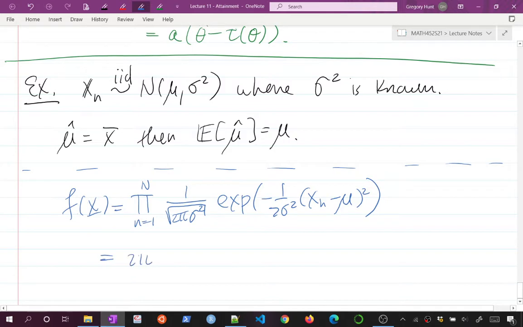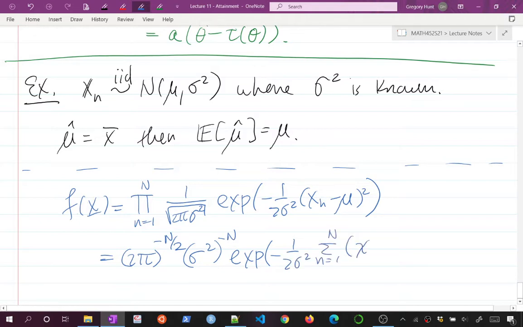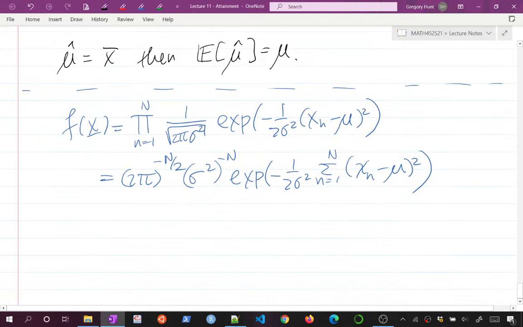We can push this out. This is 2 pi to the negative n over 2, sigma squared to the negative n over 2, exponential negative 1 over 2 sigma squared. And this product could get pushed into the sum, a sum of an exponential. And it looks something like that. So I did that quite fast, but I've done that calculation a couple times. So if you need to, pause it and work through that.